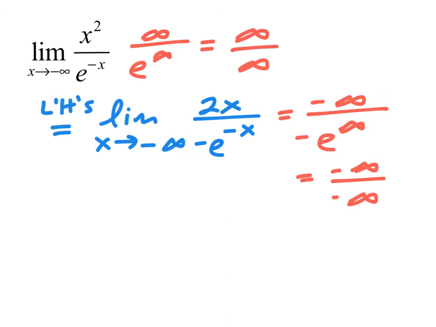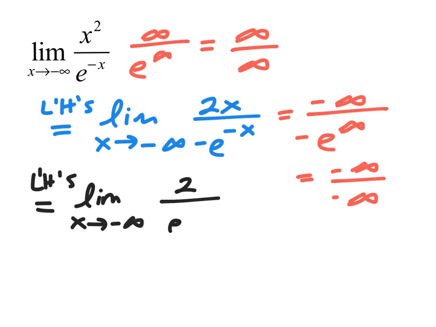So it's possible you may have to apply L'Hopital's rule multiple times before you actually get to a point where, when you plug in your limit, you don't end up with an indeterminate form. If you keep ending up with an indeterminate form, go another round with L'Hopital's rule. So here, if I apply L'Hopital's rule again, I'm going to differentiate the top over the bottom. So I end up with 2 on top, e to the negative x on bottom.